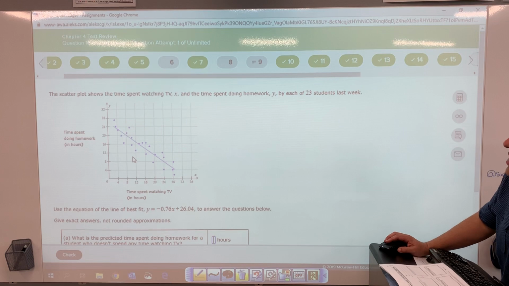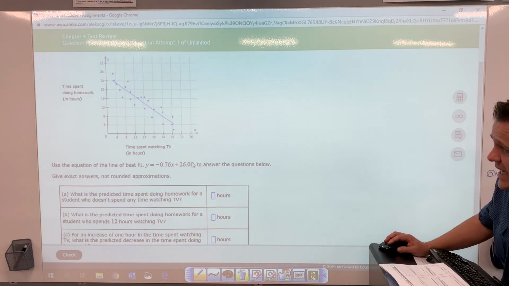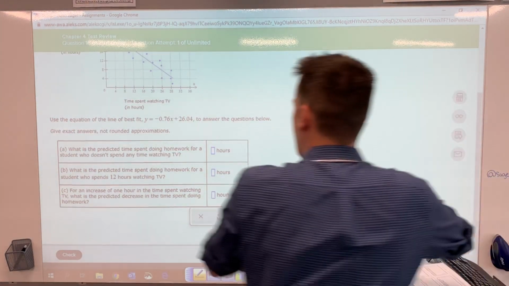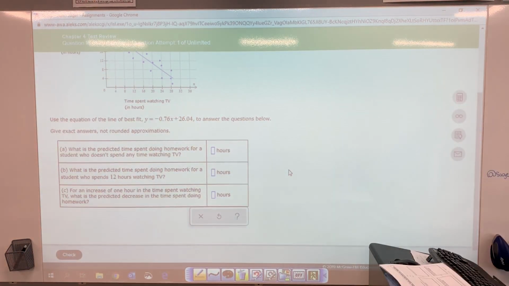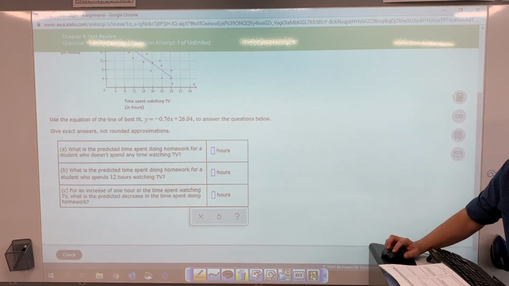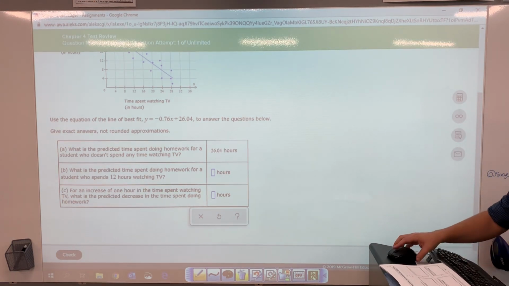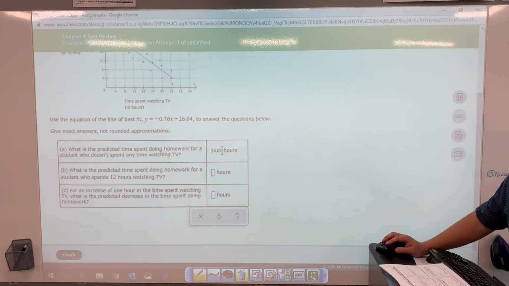Number 16, relatively simple. Same thing, 23 students. Here is your line of fit. That's the exact line of fit of your equation. What is the predicted time doing homework for a student who doesn't spend time watching TV? Well, if I don't watch any TV, this would be 0. And if this is 0, then my answer ends up being 26.04. Make sure you guys know that in here, it's talking about if something was 0, what is the other side? 26.04.